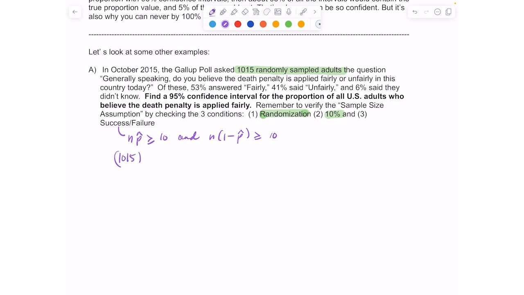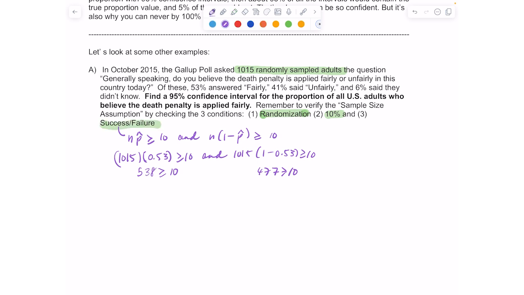And p hat here is the sample proportion of people that think the death penalty is applied fairly. So that would be 0.53. And then I need to do 1015 times 1 minus 0.53. And of course, if you multiply those out, this gives you 538, which is way more than 10. And then this is 477, which is greater than or equal to 10 also. So all of my conditions checked out. They're good. All right, now we'll do the confidence interval.